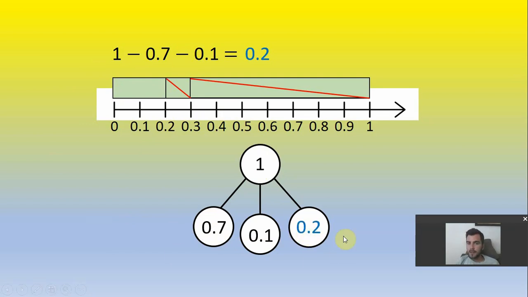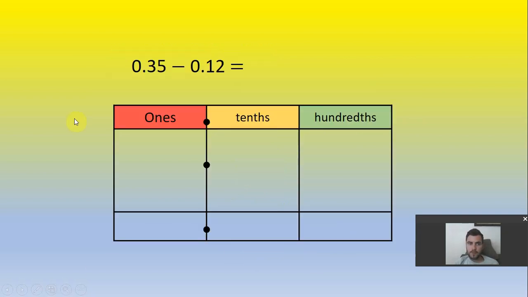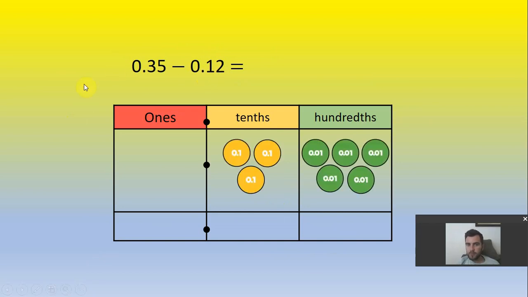Okay. Again, if you did the inverse, if you added them all up, it would represent 1. You get 1 whole. Okay, let's have a look now using counters and place value grid. So 0 and 35 hundredths, take away 0 and 12 hundredths. So if we represent 35 hundredths on our place value grid, it will look like this, with my 3 tenths and my 5 hundredths. I then have to subtract my 12 hundredths.